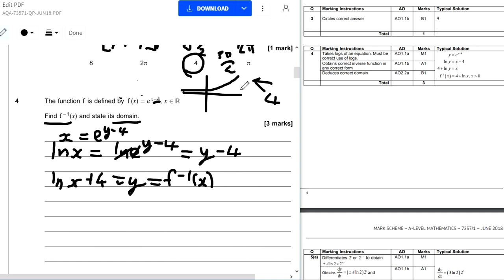The range is what values of y it can take, and just by looking at the graph we can see that y, or f of x, has got to be greater than 0, because e to the x is never 0.